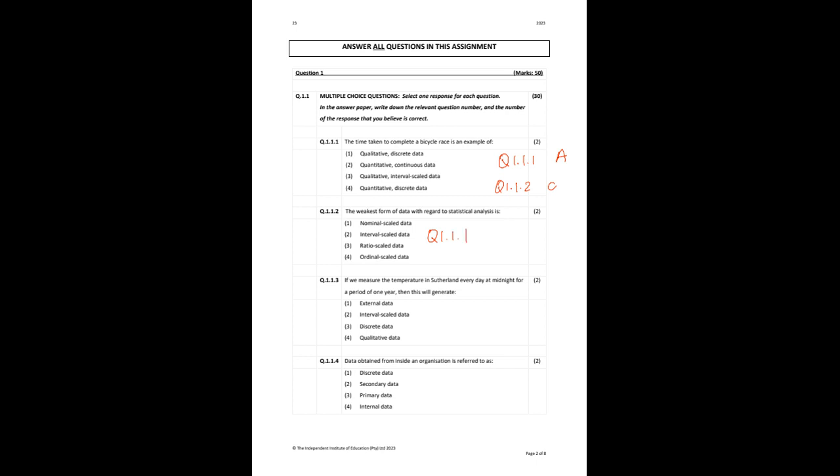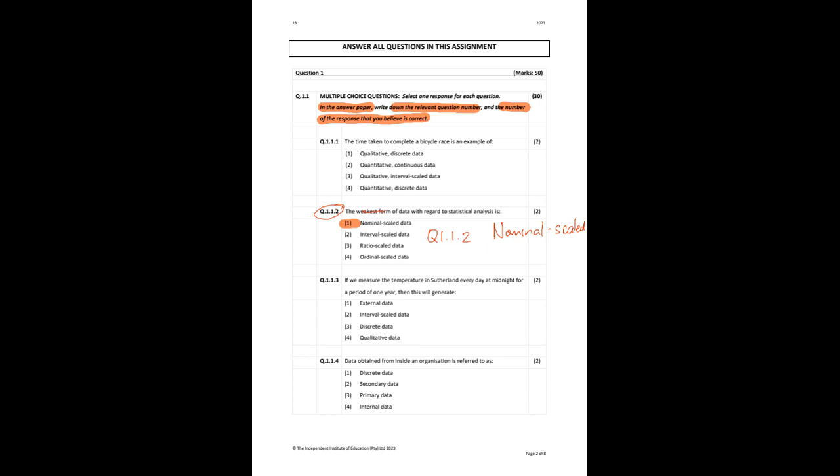So, okay, let's do question 2 here since I already sort of gave you the answer to that one. So, here for question 1.1.2, don't write down that the weakest form of data is nominal scaled. Please don't write down the actual answer because it's not what they asked you for here. They did specifically say to you that in your answer paper, write down the relevant question number and the number of the response that you believe is correct. So here, nominal is number 1, which is the correct answer.